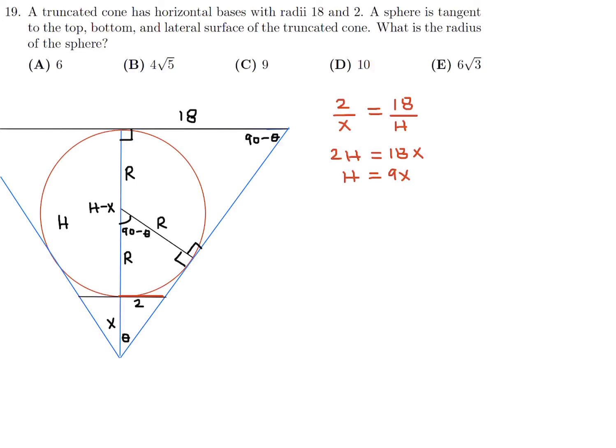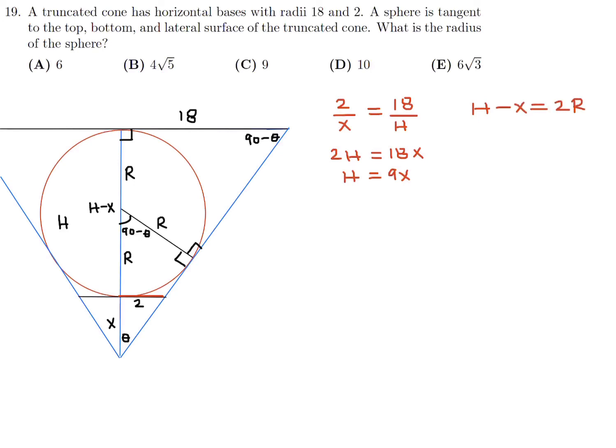All right, and then this h minus x is the same as 2r. There's no similar triangles needed for that. That's just by observation, basically. So h minus x is equal to 2r.